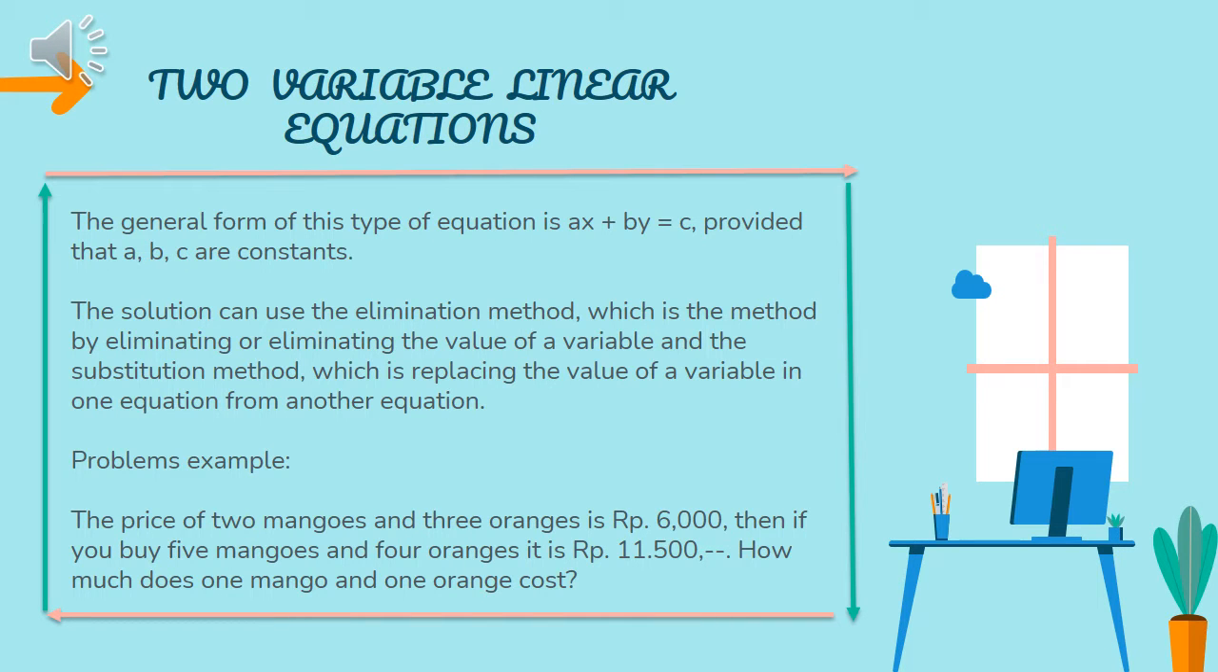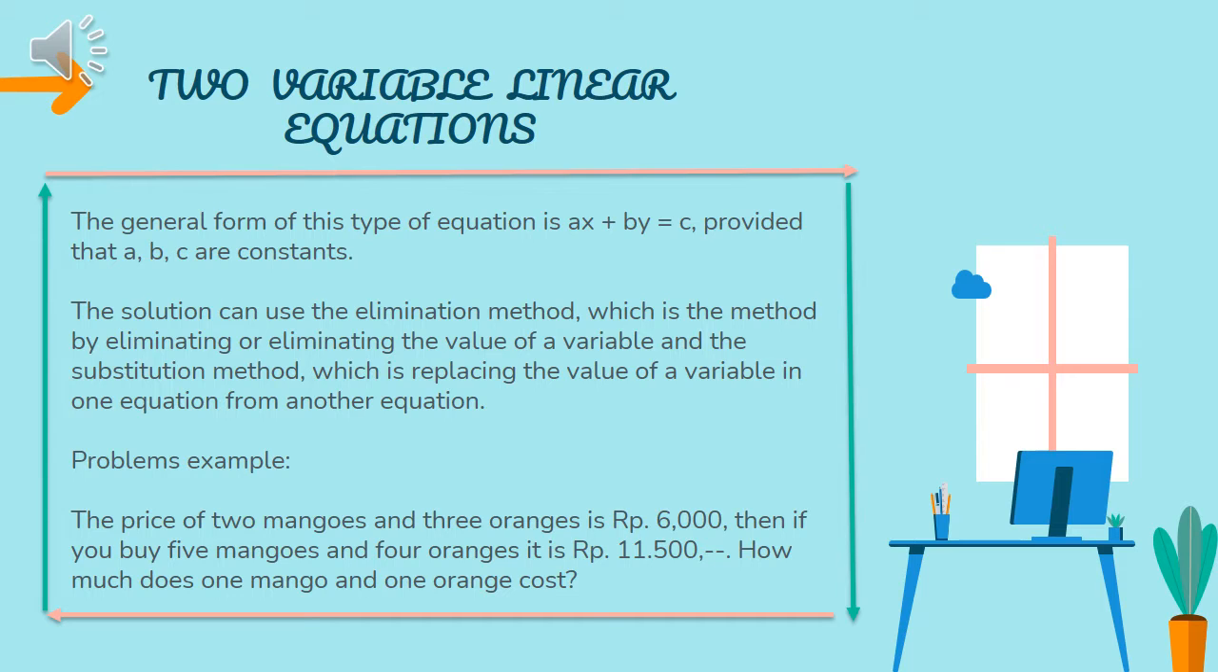Two variable linear equations. The general form of this type of equation is ax plus by is c, provided that a, b, c are constants. The solution can use the elimination method, which is the method of eliminating the value of a variable, and the substitution method, which is replacing the value of a variable in one equation from another equation.